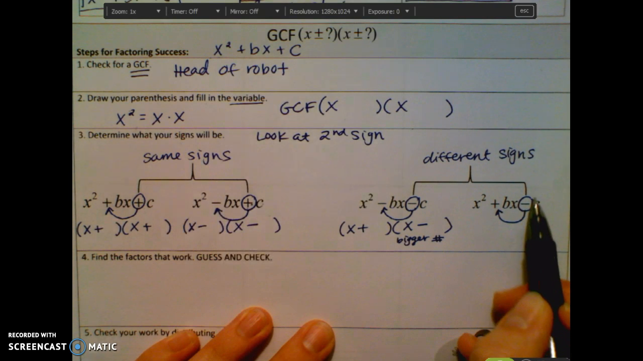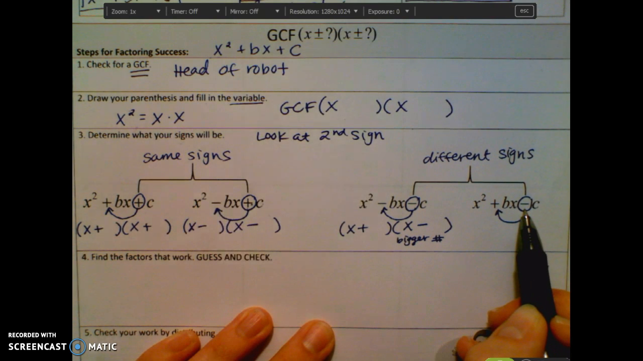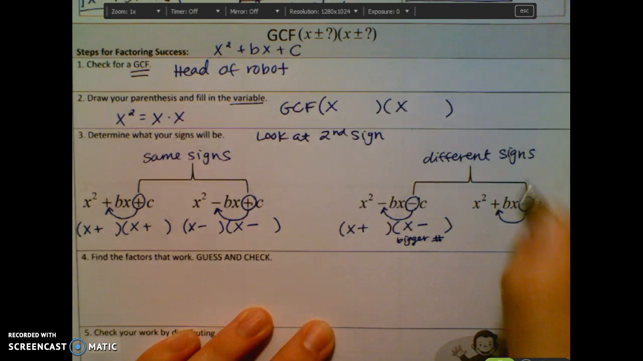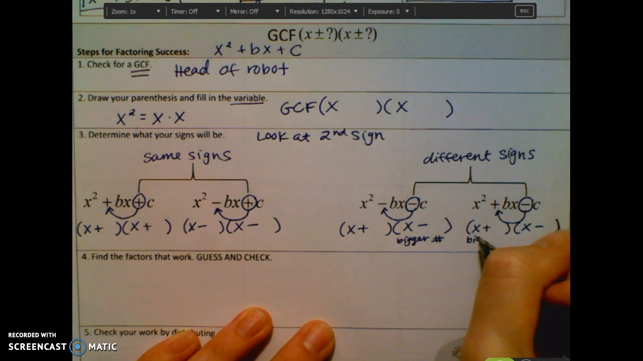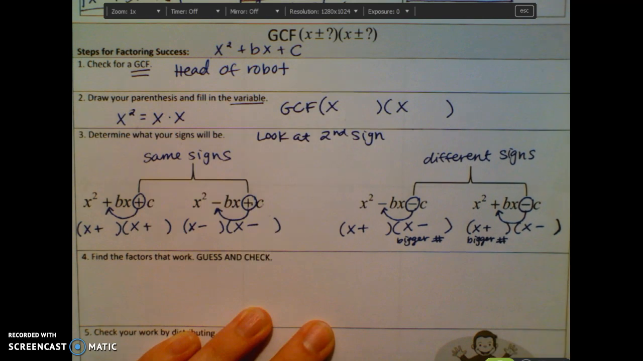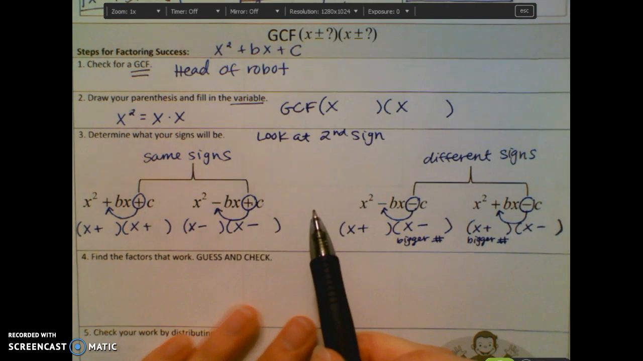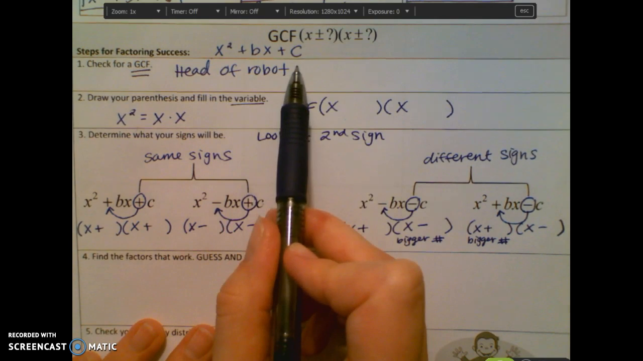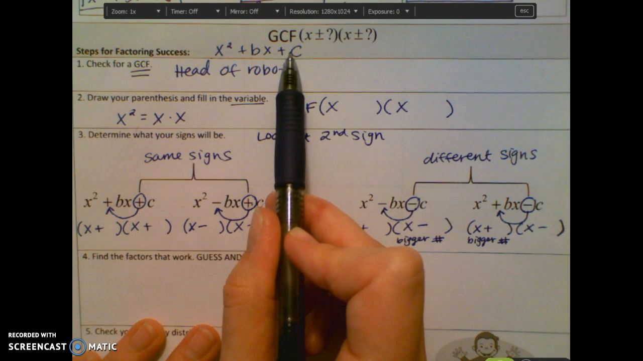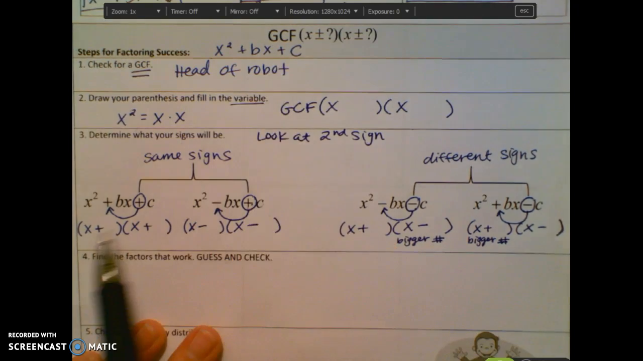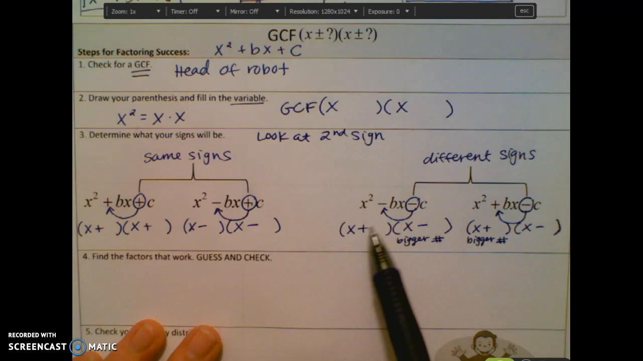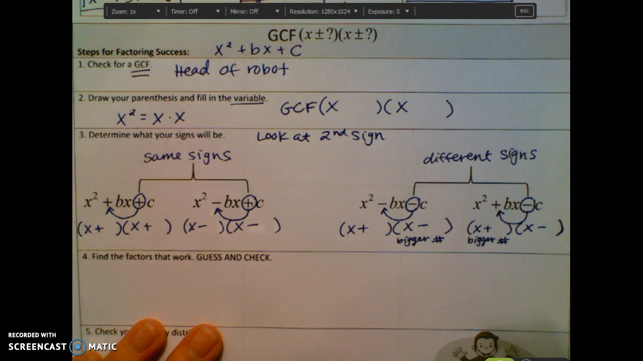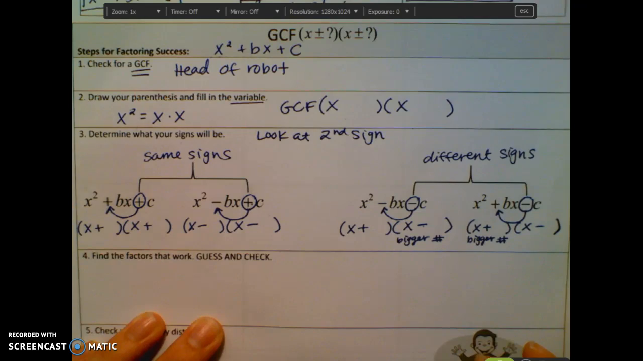Now if we have a negative c, if our second sign is negative and our first sign is positive, that means again we're going to have x plus something and x minus something, but our bigger number is going to be positive. So just to recap, if we look at the trinomial we're given, we always look at the second sign first. If it's positive, then that means we either have plus plus or minus minus. If it's negative, it means we have plus minus either way. And again, we'll look more at that on the back of the notes.